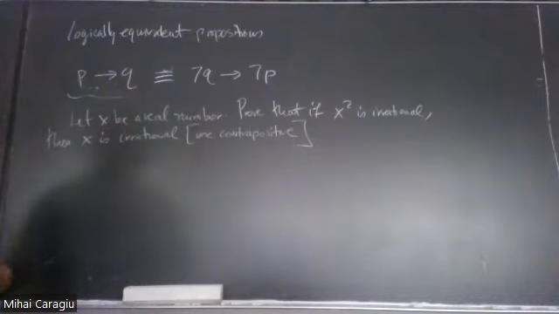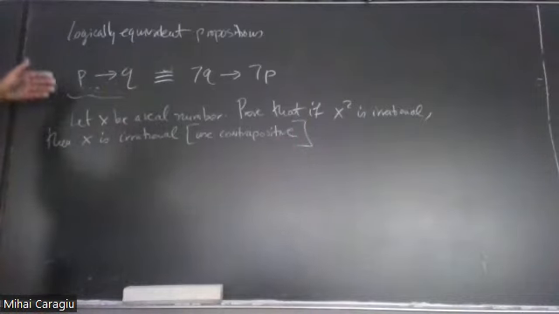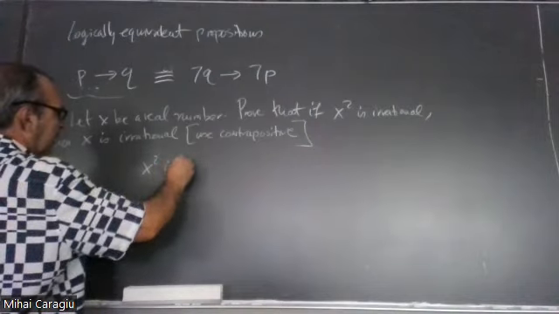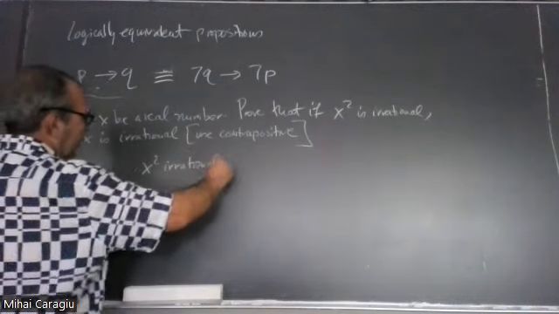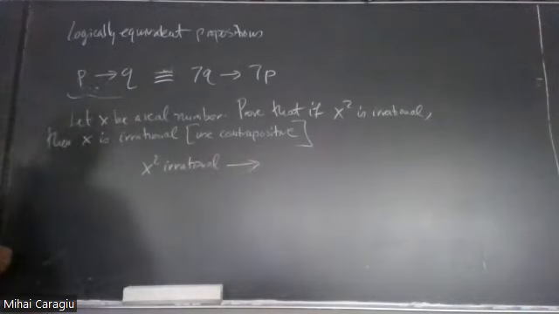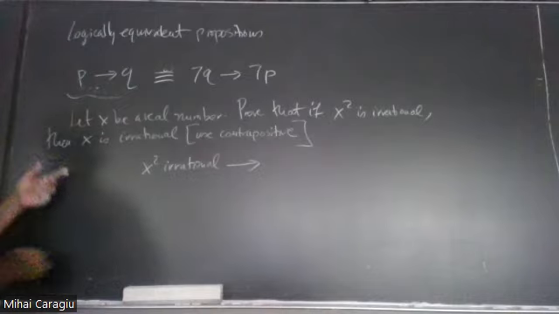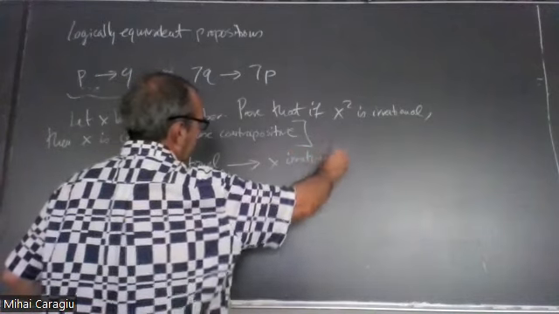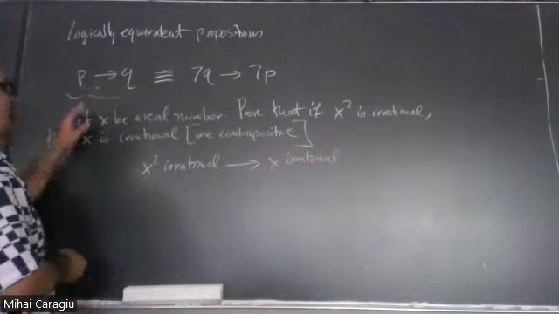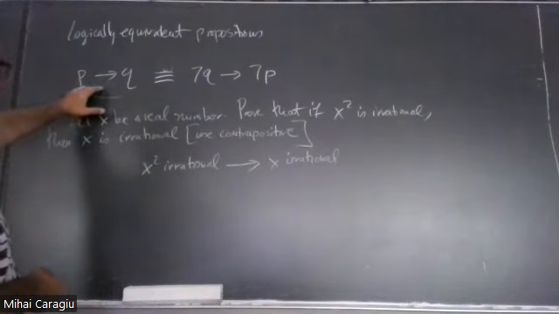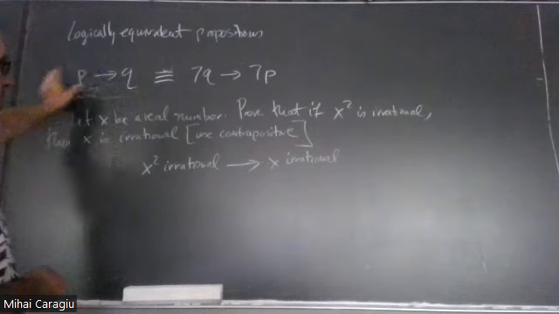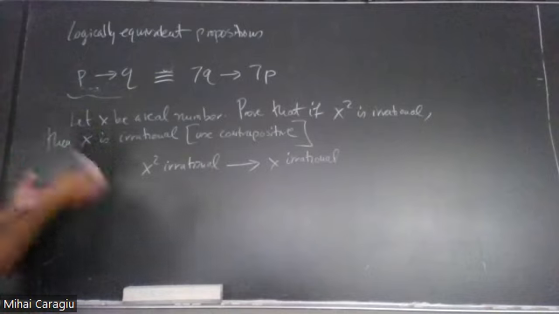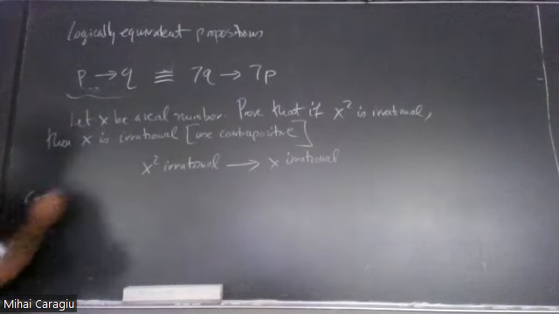Okay, so let's write the statement as an implication. The implication is: x squared is irrational implies x is irrational. That's our P implies Q. And by using this logical equivalence, P implies Q is equivalent to non-Q implies non-P. So what would be the contrapositive reading of this implication?